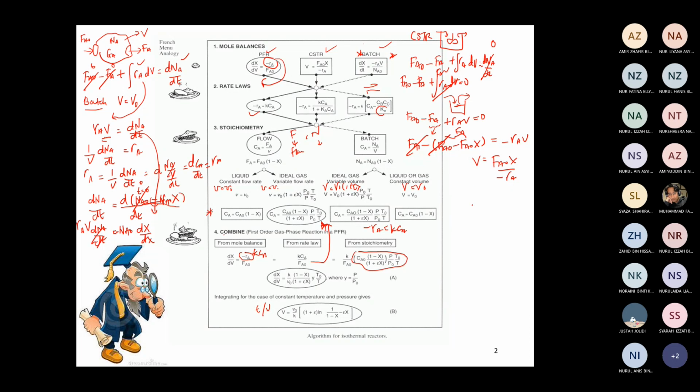So how do we get the volumetric flow rate? If you remember, CA naught is equal to FA naught over v naught. Just replace it with this one, and you will have v naught here. From here you need to integrate it. We have it in terms of X and V, so you integrate dV on one side and dX on the other, to get the V here equal to something like this. I will explain this later.